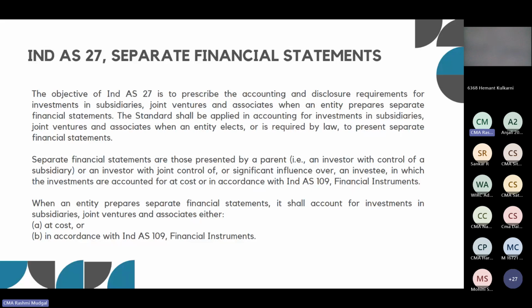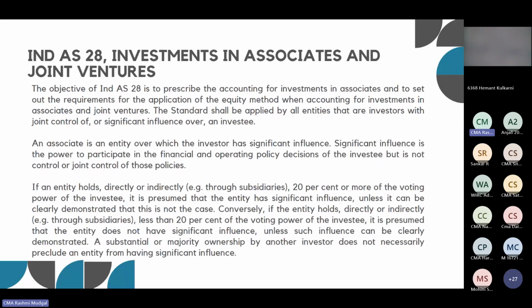So a fair value can be taken, but you have to decide it and you have to report it as per Ind AS 1. So this Ind AS 109 comes with Ind AS 27 also. Next comes Ind AS on investments in associates and in joint ventures.